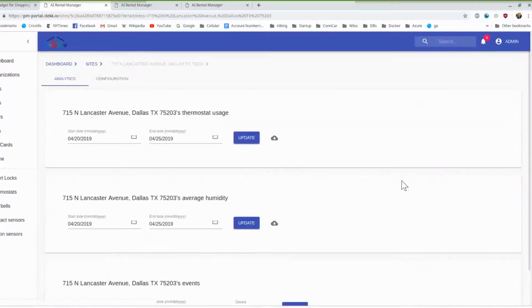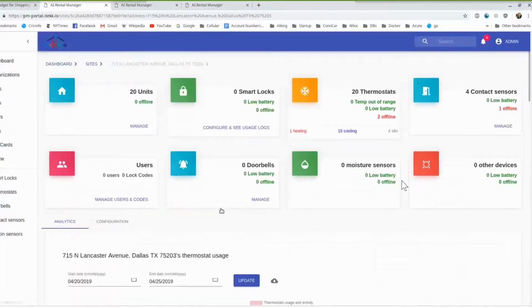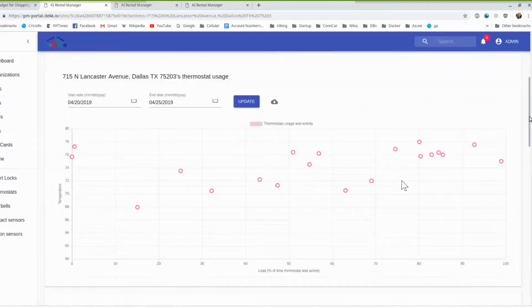So what is the load? What does it matter, when it's active, the low percentage of load? What does it tell us? The load is how hard the AC has to work. So, let's say that one you were talking about, that 76. Well, it maintained a temperature of 76, but the unit never came on.